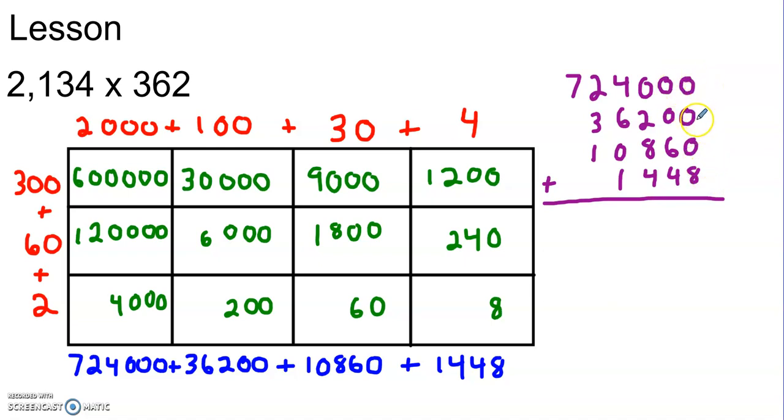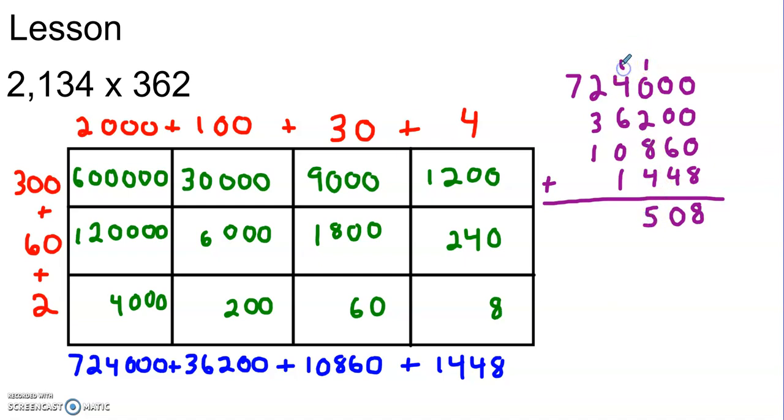So I have 0 plus 0 plus 0 gives me 0. 0 plus 8 is 8. Notice how I'm keeping them by place value. 0 plus 0 is 0. 0 plus 6 is 6. 6 plus 4 is 10. So I'm going to bring down the 0 and carry the 1. 1 plus 0 is 1. 1 plus 2 is 3. 3 plus 8 is 11. 11 plus 4 is 15. So I bring down the 5.